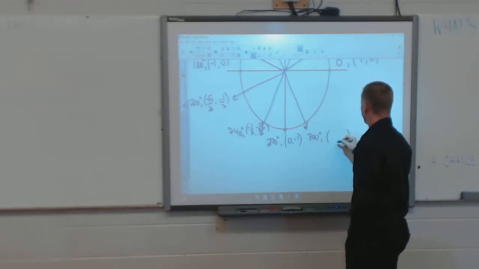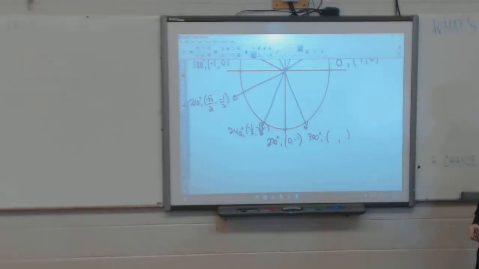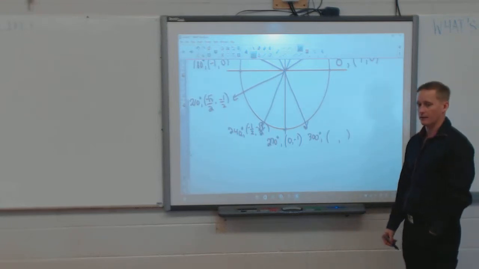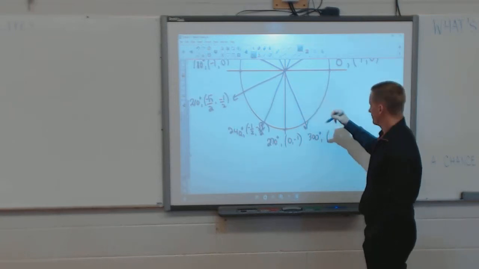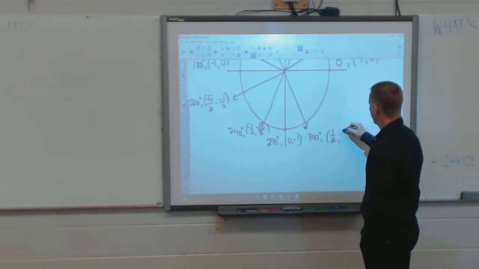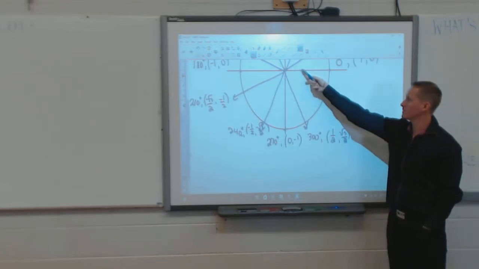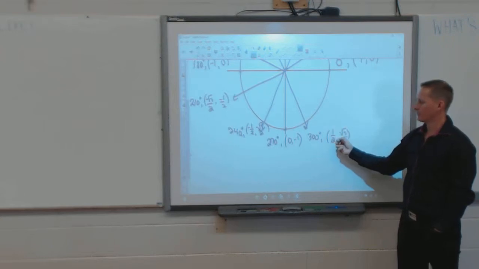300 degrees. 30. What is the reference angle? 60. Yeah. So then what are the coordinates? Okay. You're on it. You got one negative wrong, no? It's correct. Exactly. So it's 1/2 and negative root 3 over 2. Right? Because x is positive over here. So y is negative below the axis, right?